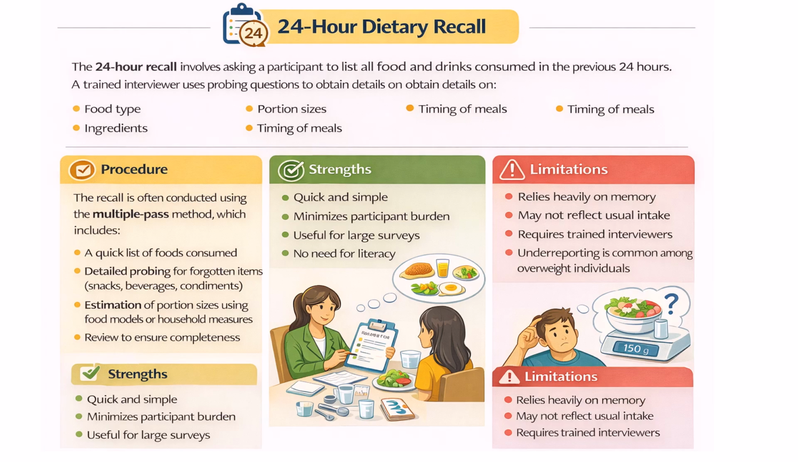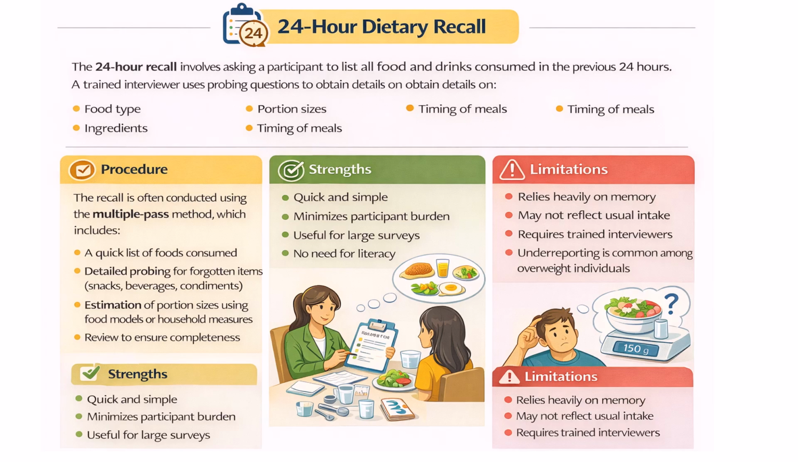The 24-hour dietary recall involves asking a participant or respondent to list all food and drinks they consumed in the last 24 hours, and mostly it makes use of a trained interviewer using probing questions to obtain details on the food type, the portion sizes, the timing of meals, and the ingredients used in preparation of the meals. The recall is often conducted using a multiple pass method, where you have a quick list of food consumed. A patient could give you a list of the food he or she ate in the last 24 hours.